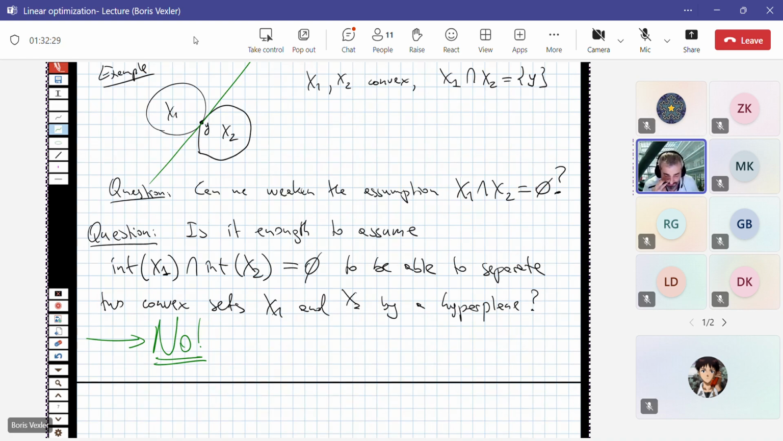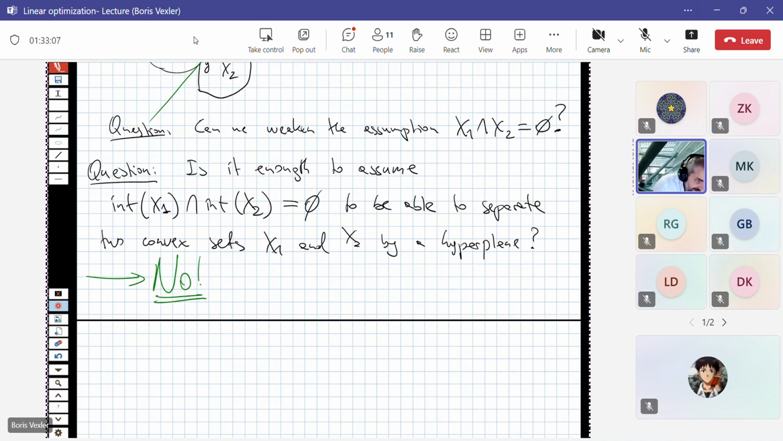I will give you here an example where you see that it can happen that you have two sets whose interiors do not intersect, and you cannot separate them. Therefore, we will have to replace this assumption by something else. You will see that the right assumption will be a relative interior instead of interior. With relative interior it will work, but with interior, not.